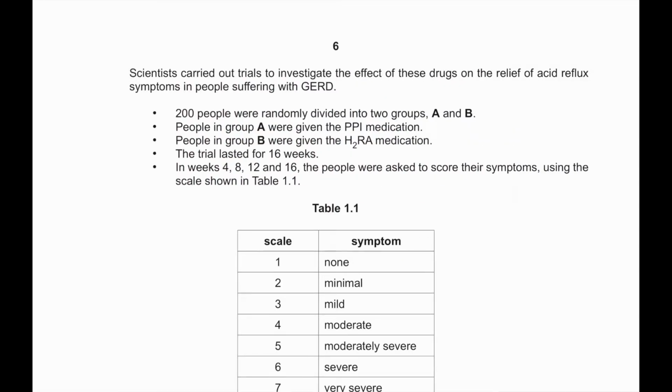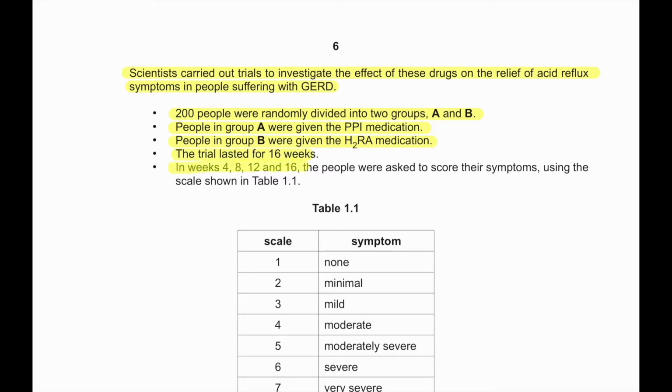Scientists carried out trials to investigate the effect of these drugs on the relief of acid reflux symptoms in people suffering with GERD. 200 people were randomly divided into two groups, A and B. People in group A were given PPI medication. People in group B were given H2RA medication. The trial lasted for 16 weeks.